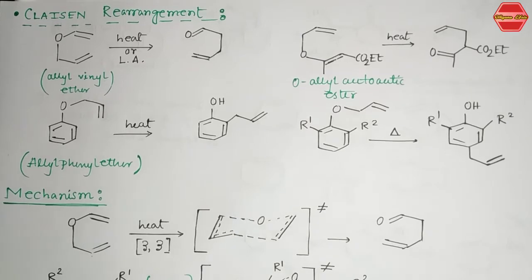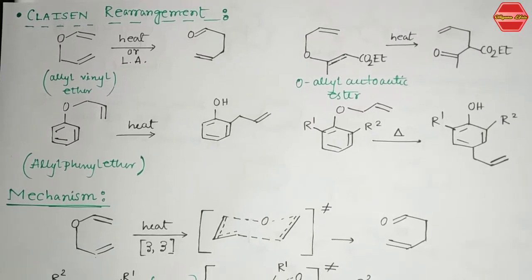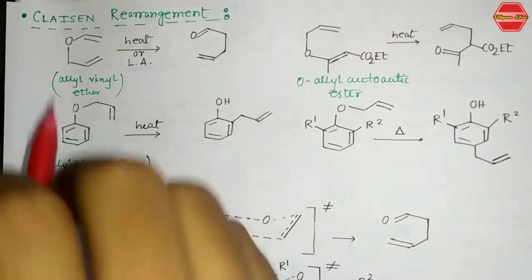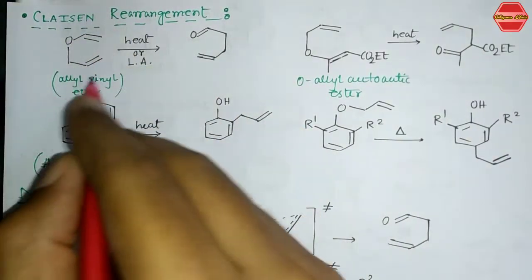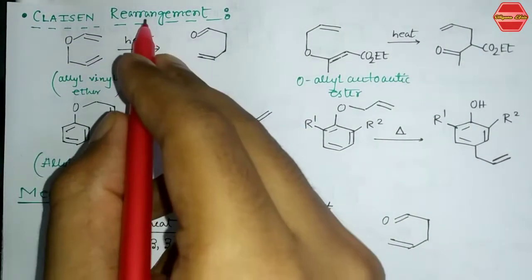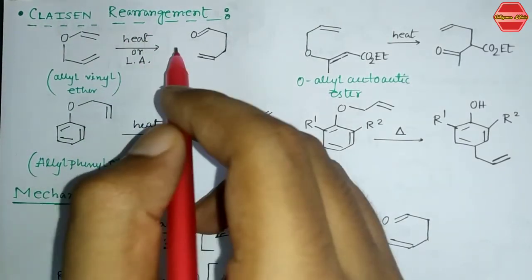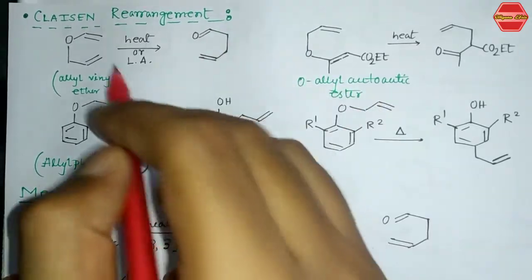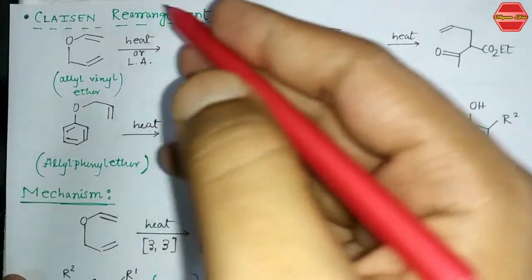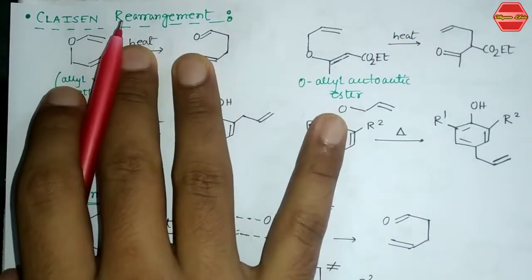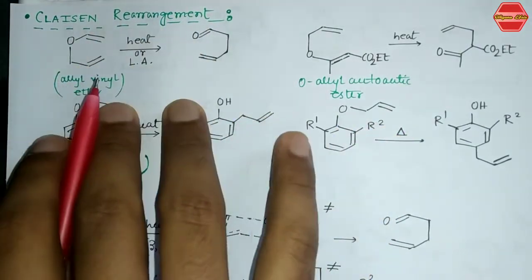So let's start. We are going to start from the Claisen rearrangement first. The Claisen rearrangement is basically where you have this kind of substrate that is called allyl phenyl ether, and if you apply heat or any kind of Lewis acid, it generally forms this kind of product. And how this product forms: this Claisen rearrangement is basically based on the 3,3 sigmatropic rearrangement.